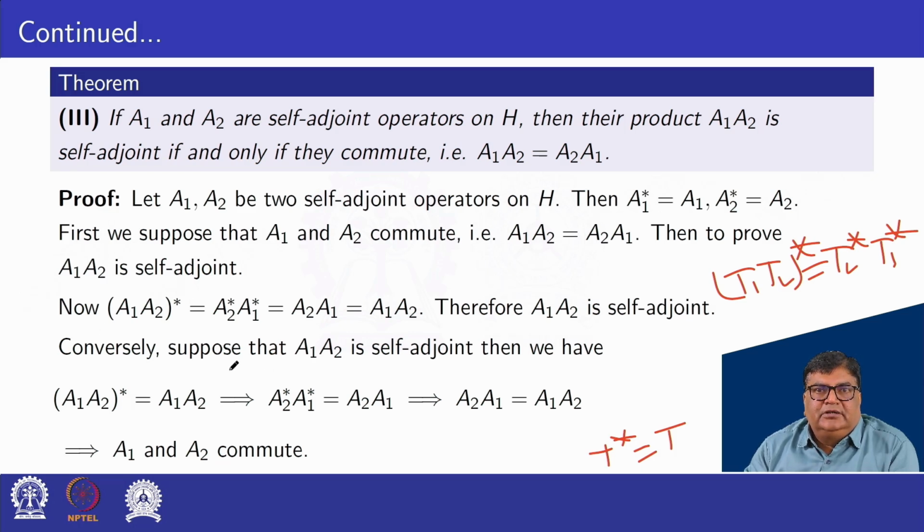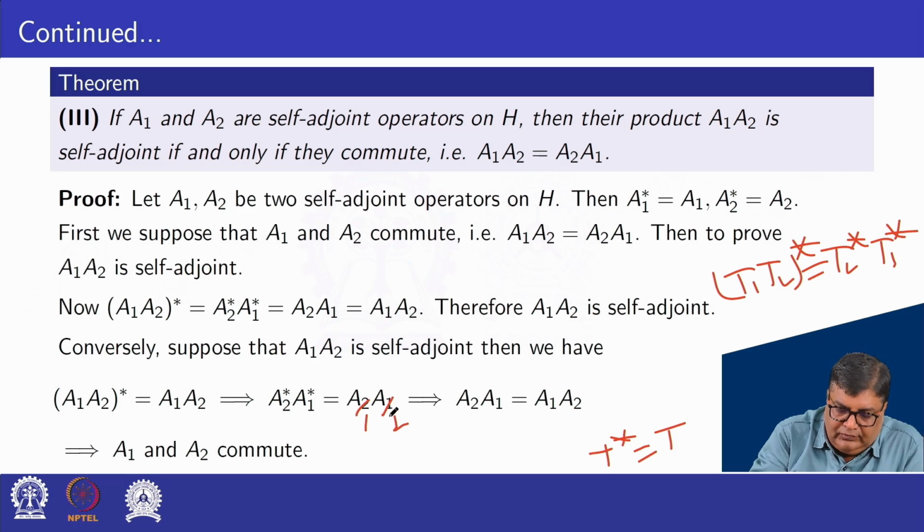Conversely, suppose that A1A2 is self-adjoint. Then we have (A1A2)* = A1A2 by the definition of self-adjoint. This implies that A2*A1* = A1A2. Since A1 and A2 are self-adjoint, this can be written as A2A1 = A1A2. This shows that A1 and A2 commute.